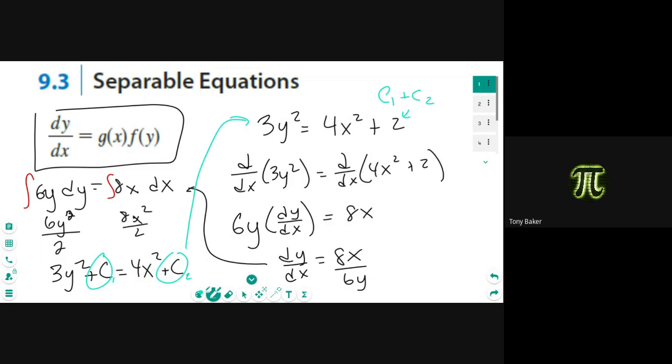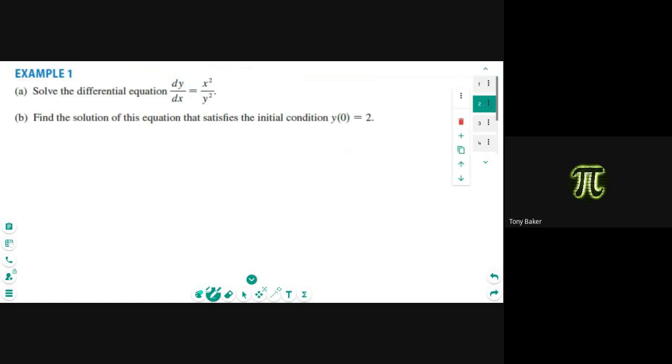So separable equations basically undo that implicit differentiation that we did back in Calc 1. All right, so let's look at a few different problems.